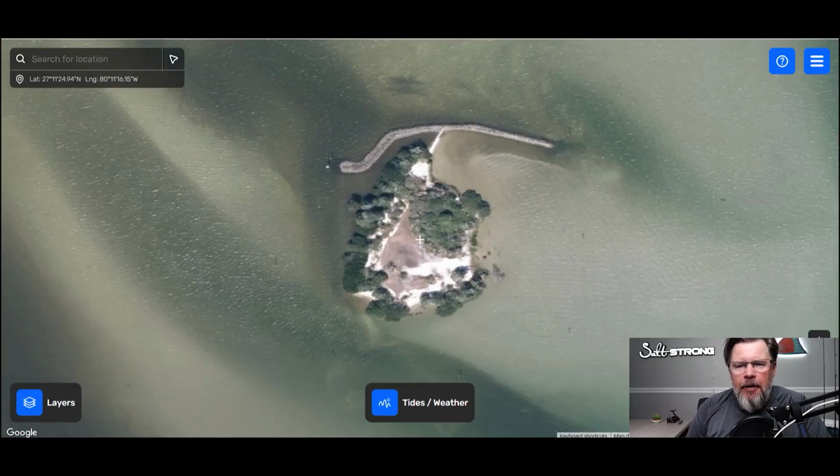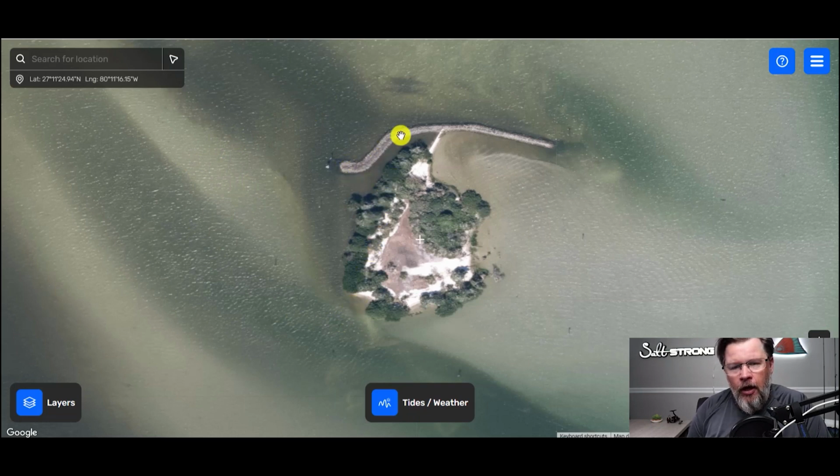So this next spot that we're going to look at, this is a classic example of combining as many different types of structure as possible into one area. So if you notice right here, we've got an island that's got a rock jetty that's situated in an area that we have got shallow and deeper water. So the deeper water is going to be this darker area right here, and the shallower water is going to be this lighter area. And we've got trees right here that is structure.